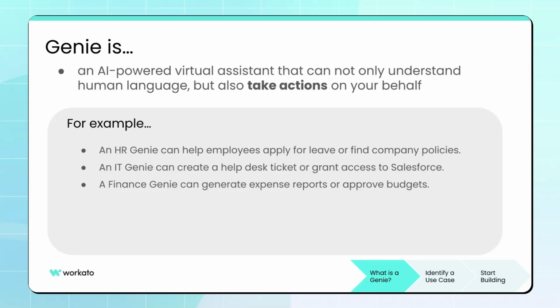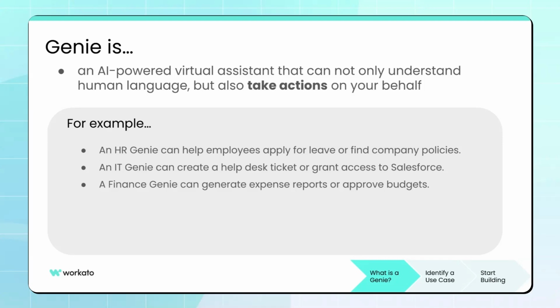Meet your Genie, your company's very own AI-powered assistant built with Workato. A Genie doesn't just understand your request, it takes action. It can help with HR requests, IT support, or finance approvals, among many other use cases, directly through chat. Think of it as a smart teammate who not only talks with you, but gets things done.